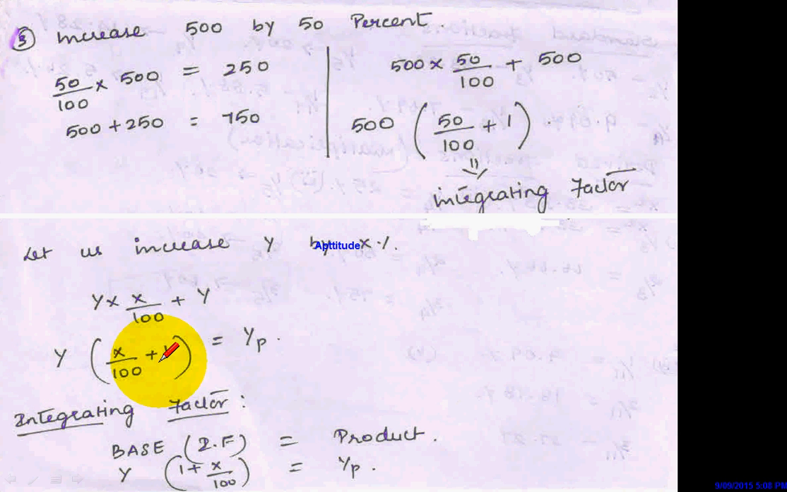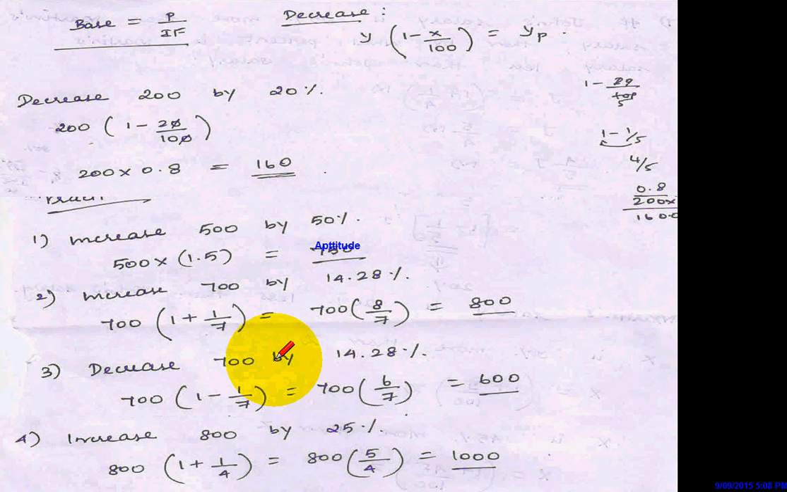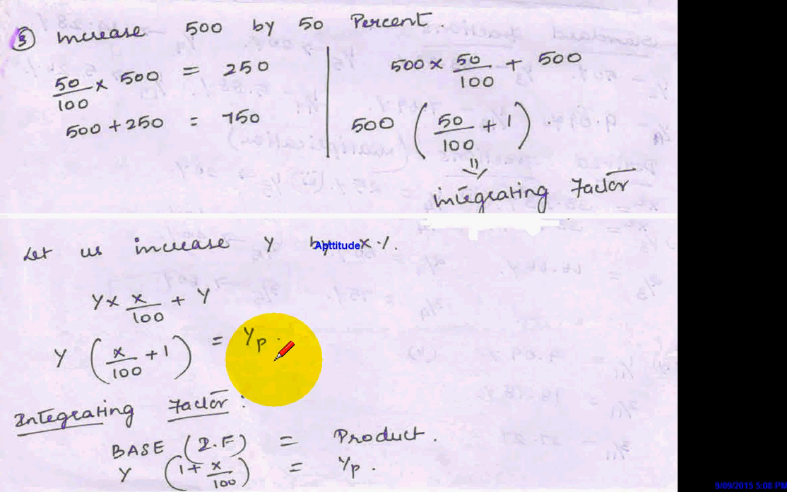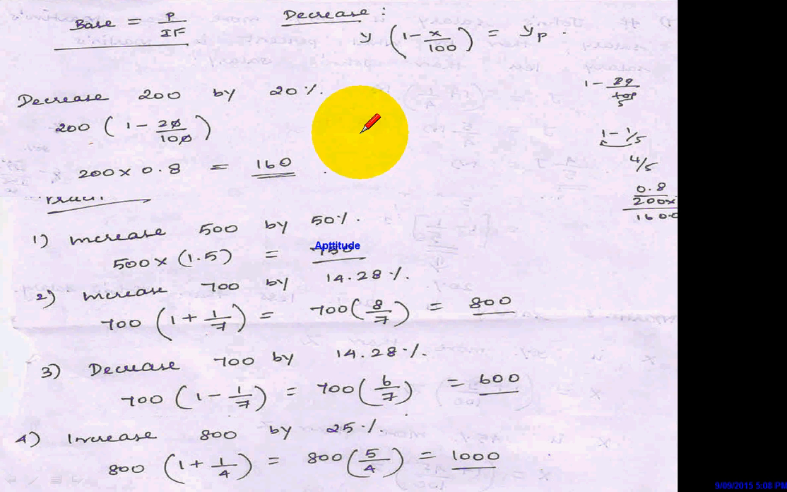So y into x by 100 plus 1, this is the integrating factor, this is the base, so base into integrating factor will give you the product. And this is how we solve the rest of the problems. Once you jump into the problem you can easily understand, right? Base into integrating factor is equal to product, or base is equal to product divided by integrating factor. If you want to increase the value, you do plus 1 here. If you want to decrease the value, you do minus. The integrating factor becomes plus when the value is increased, and it becomes minus when the value is decreased.